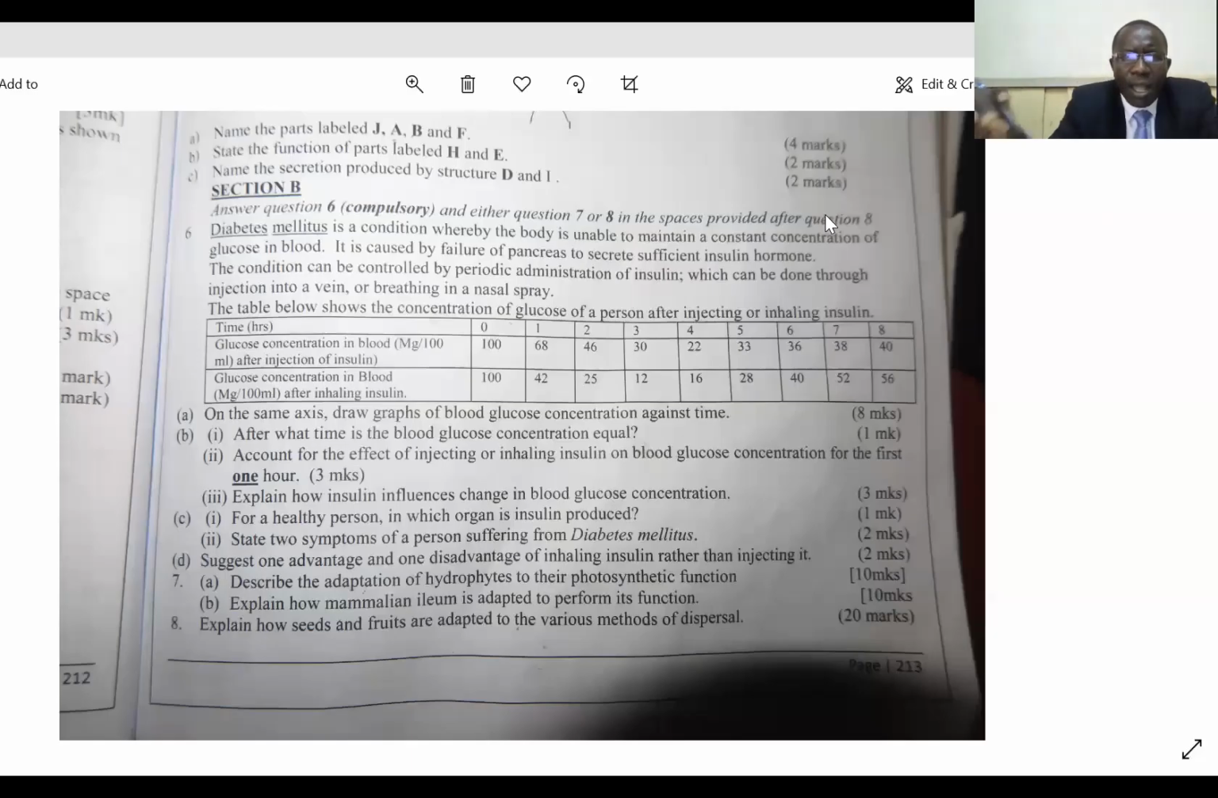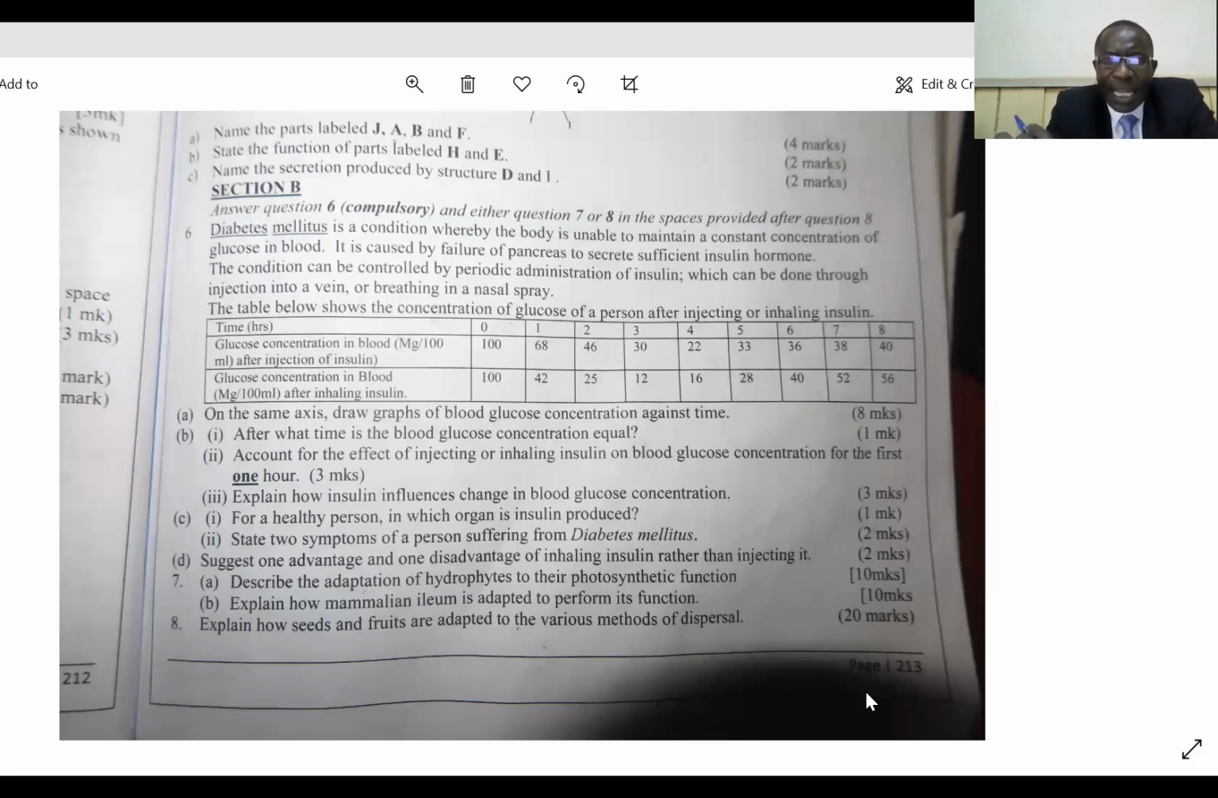Candidates were required to plot a graph using figures which were provided. Just in a matter of seconds, I hope it's now clear on your end. Yes, this one. So I want you to concentrate on written section B, so that you understand what I was talking about in the graph. I want to read as you follow.